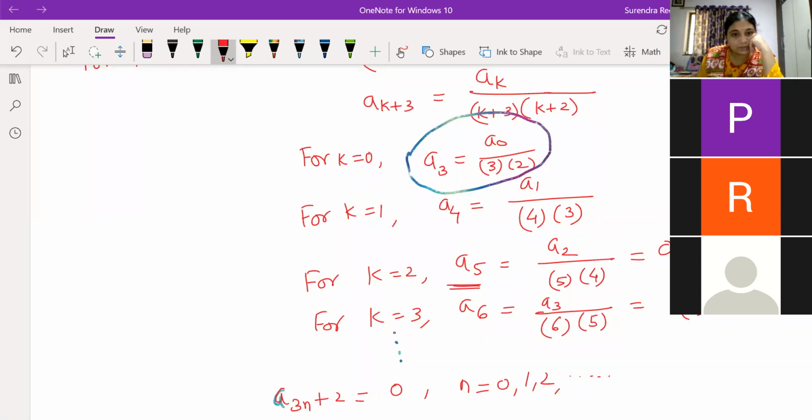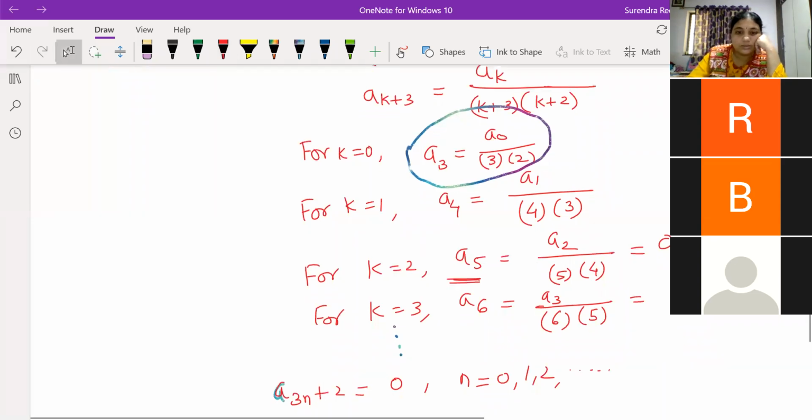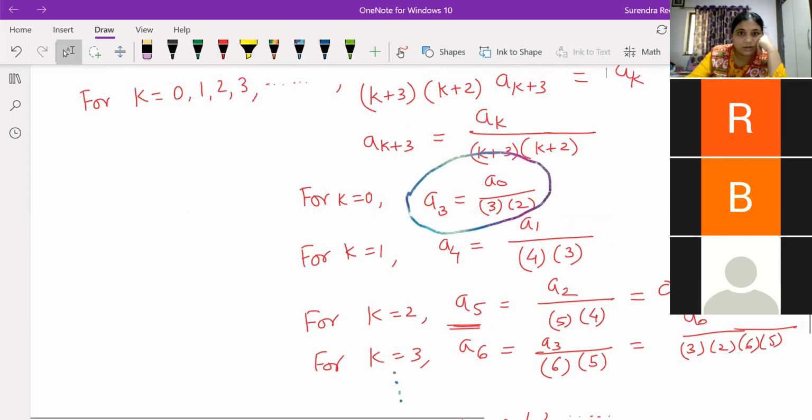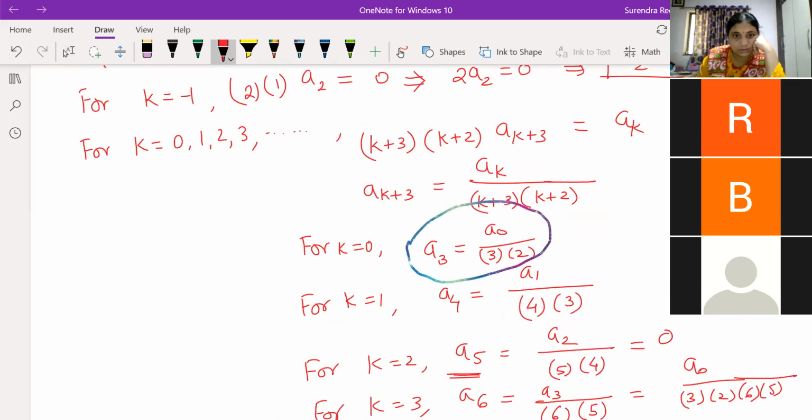Then what will be next? A8 will be 0 and so on. And the remaining terms I can find in terms of A1 and A0. So now I got this for all values of k. Let me highlight this. This is my difference equation.